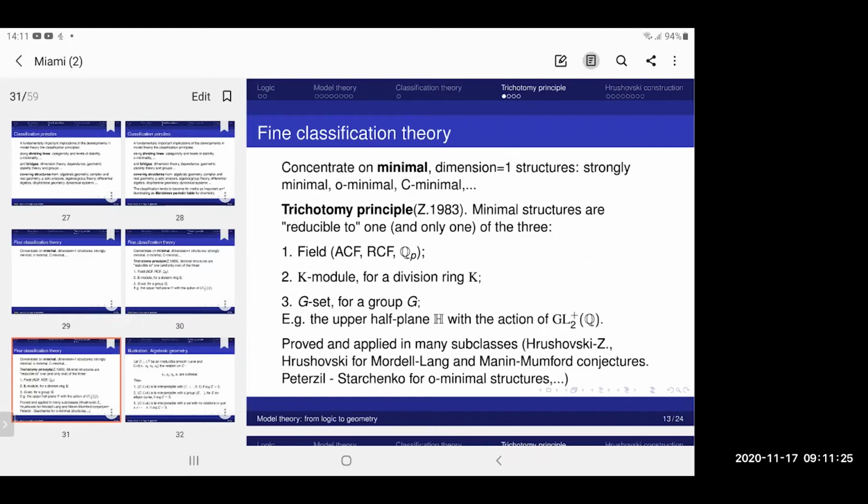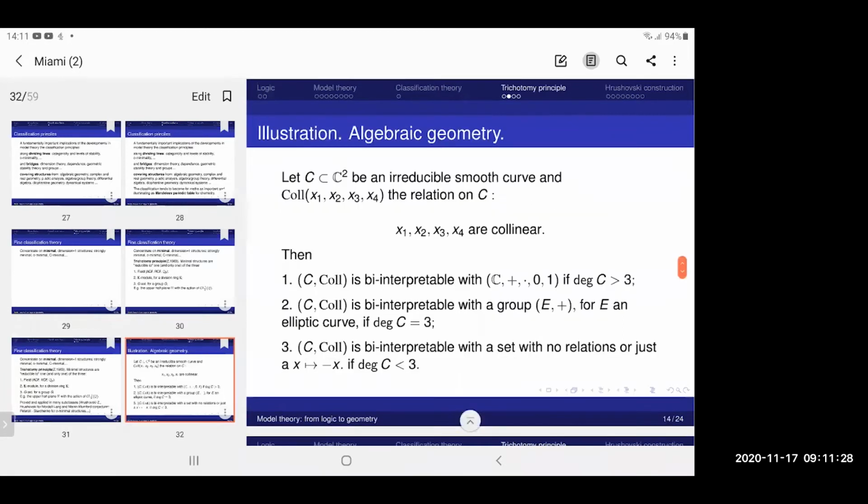Okay, so I show now some simple illustration of this phenomenon of trichotomy that you can see in the context of algebraic geometry. So consider just a planar curve C.